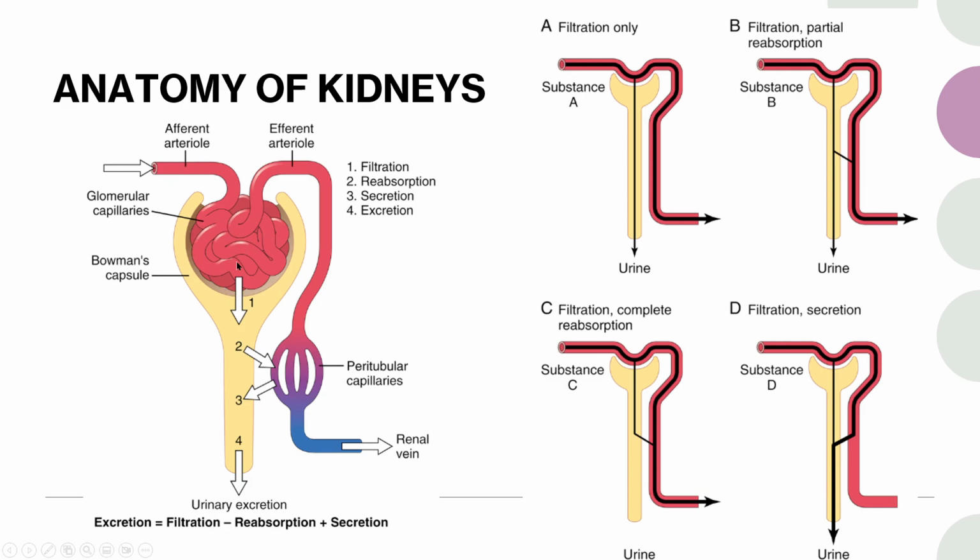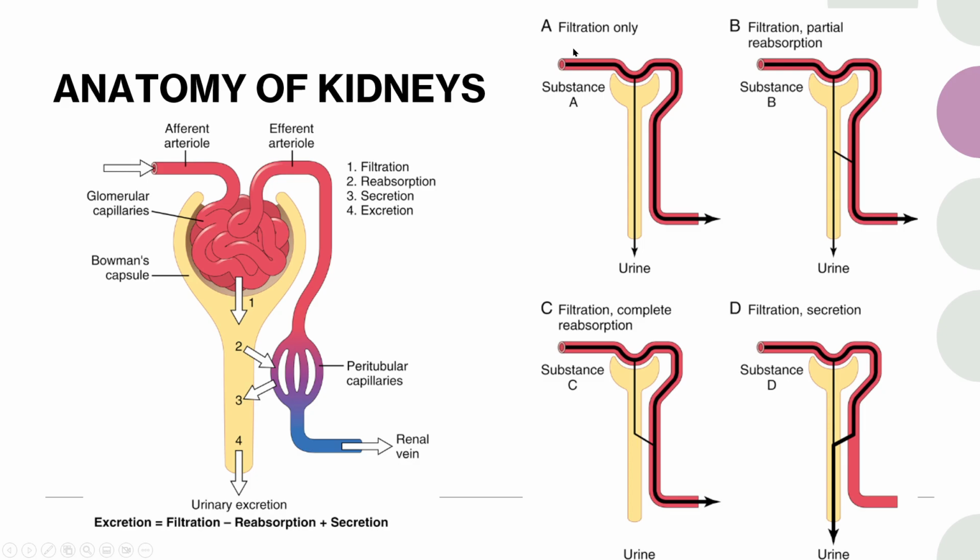Like I said, number one is filtration. The waste comes out, and water and waste and everything that can pass through will come out. Number two is reabsorption. Some of the good things that they want, they will take back in. Number three is secretion. Some of the bad things that didn't come out the first time now come out again. Number four, go to urine. So there are four scenarios here.